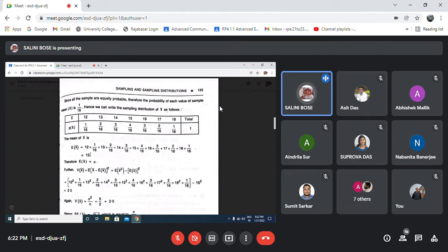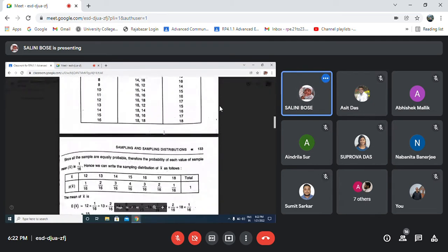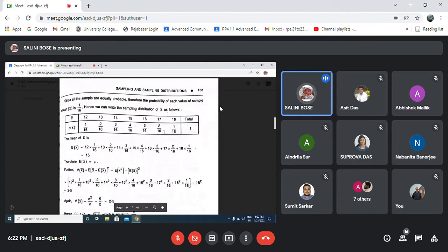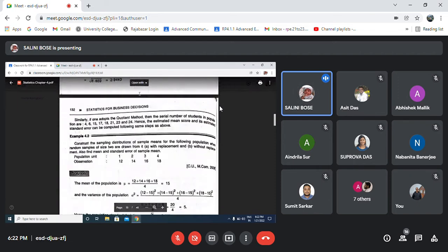So here you can see expectation of x bar is mu, and we already got mu also 15. So population mean and expectation of sample mean both are the same. Clear? So here we can say x bar can estimate the population mean. Is it absolutely clear? Now we have to find out the standard error of sample mean. Our question was standard error of sample mean.